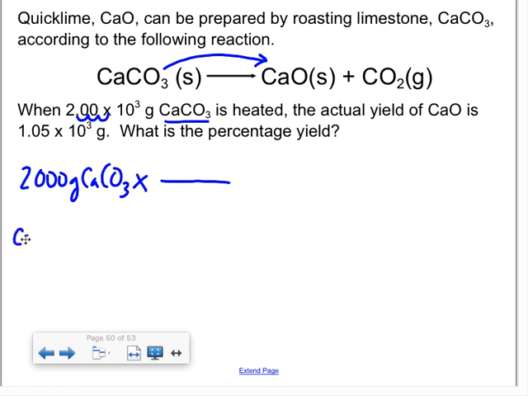So calcium, if I look on the periodic table, I have one of them at 40.08. Carbon, I have 1 of them at 12.01. Oxygen, I have 3 of them at 15.99.